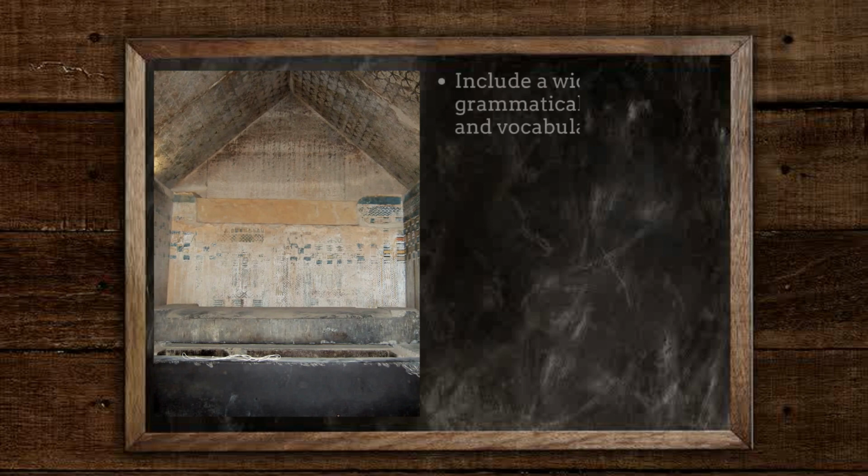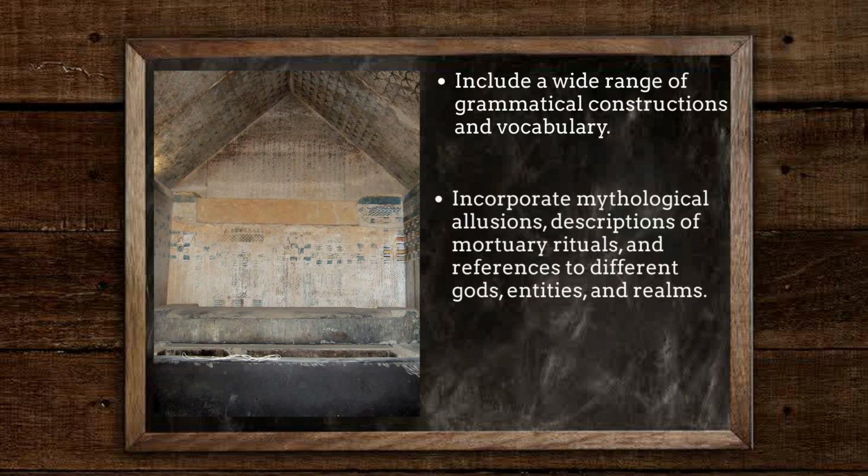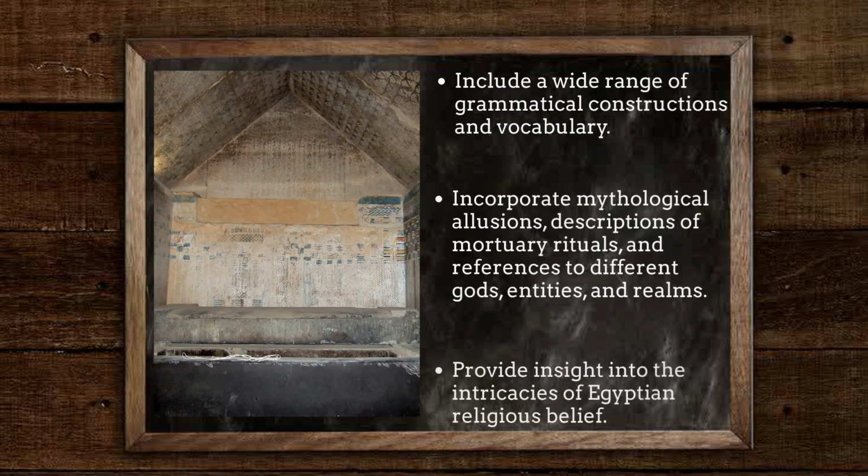Not only do the pyramid texts include a wide range of grammatical constructions and vocabulary, but they also incorporate mythological allusions, descriptions of various mortuary rituals, and references to many different gods, entities, and realms. In addition, these texts provide insight into the intricacies of Egyptian religious belief, which was well established by the 5th dynasty.